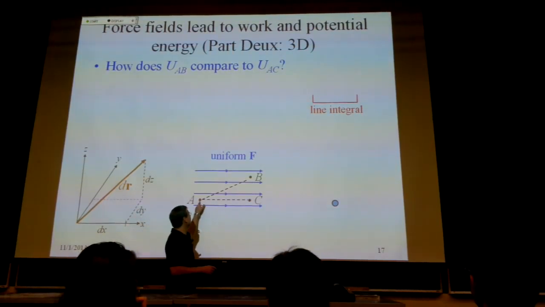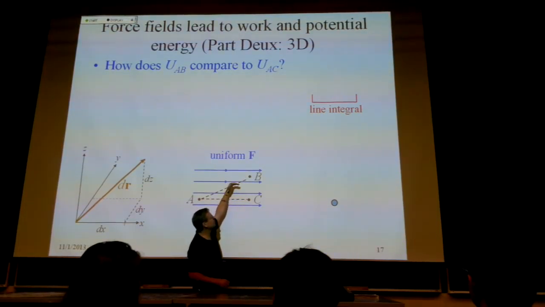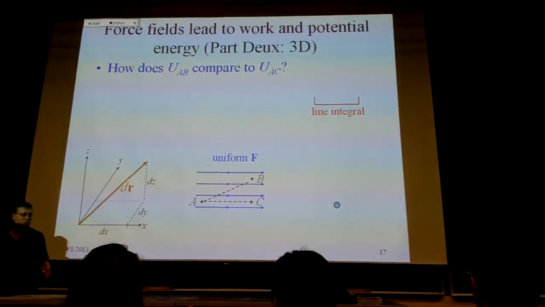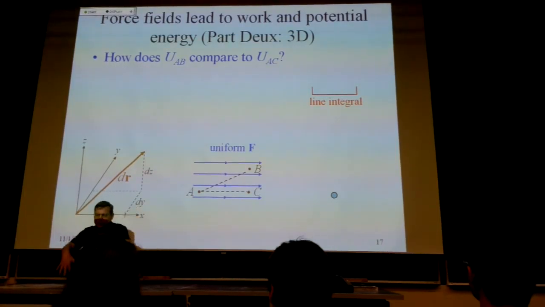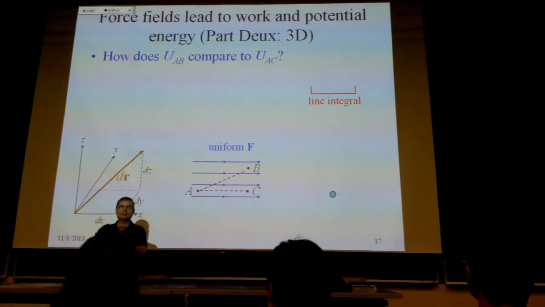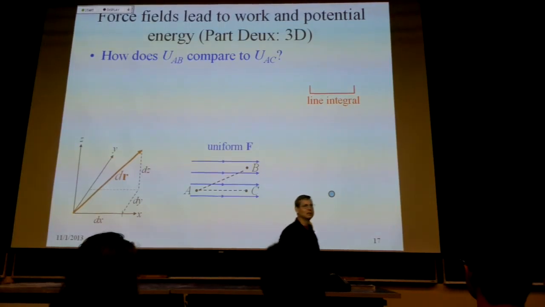I can get to C by going through B first and then coming straight down. But when I come straight down, my displacement is perpendicular to the force. So what's the work done? 0. Right? How much work does it take to roll a ball across this table with the force of gravity being straight down? 0. Gravity doesn't affect it moving sideways. It only affects it moving up and down. It only affects it moving parallel to the force of gravity.